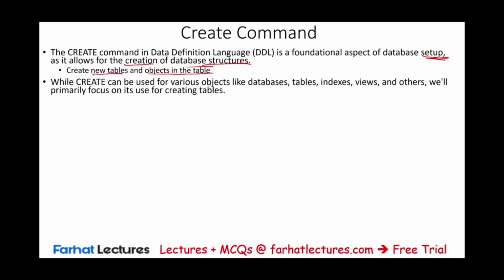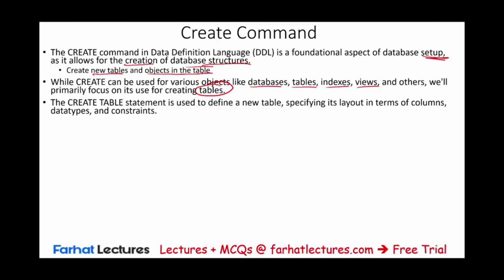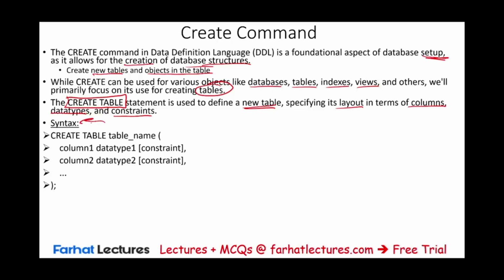While the create command can be used for various objects like databases, tables, indexes, and views, we will focus on tables. So this is our focus here. The create table statement, this is the order, the syntax, the programming. Create table is used to define a new table. So we're focusing on table, specifying its layout in terms of columns, data type, and constraint. So a table will have certain columns, layout, constraint, data type, something like this. For example, this is the language to create a table. We'll have the table name, column 1, data type, what's the constraint for the data, column 2, data type, what's the constraint for the table.